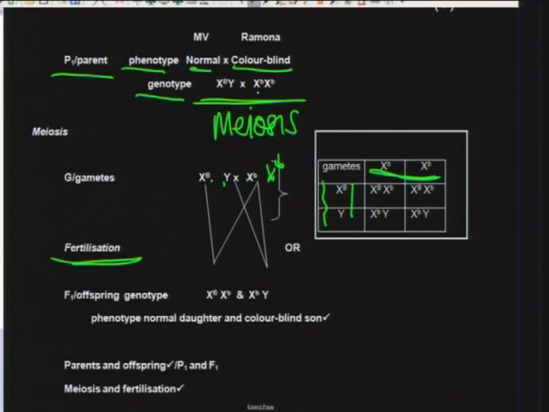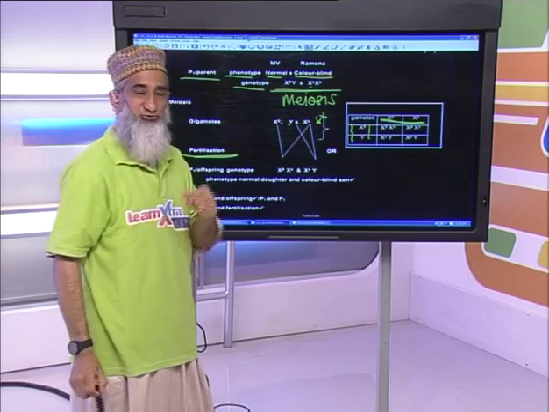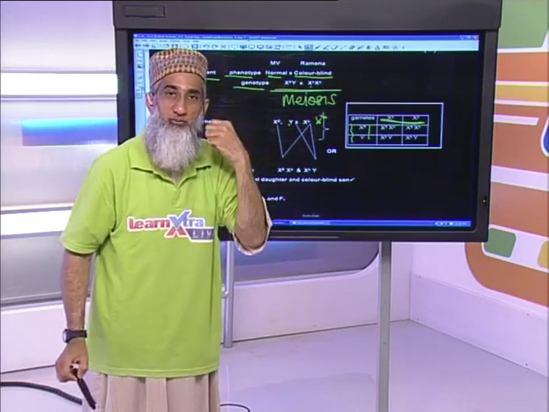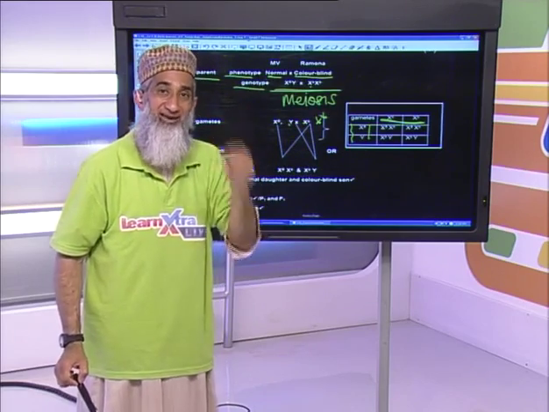It doesn't tell you that this is the first one, that's the second one, that's the third one, that's the fourth one. It means every time fertilization takes place, it could be any of these. That's what you need to understand. That it's a case of chance, probability. We are predicting what can happen.